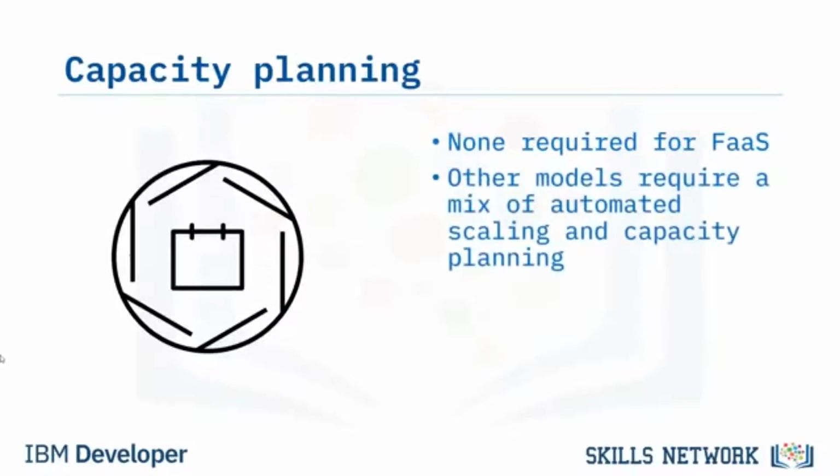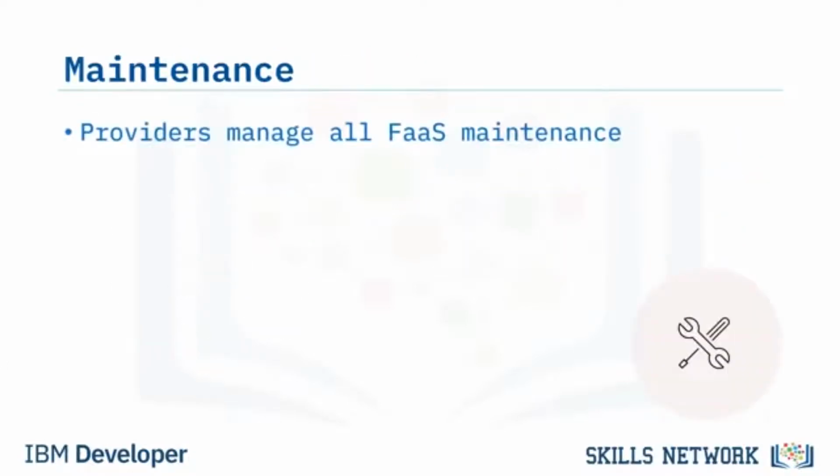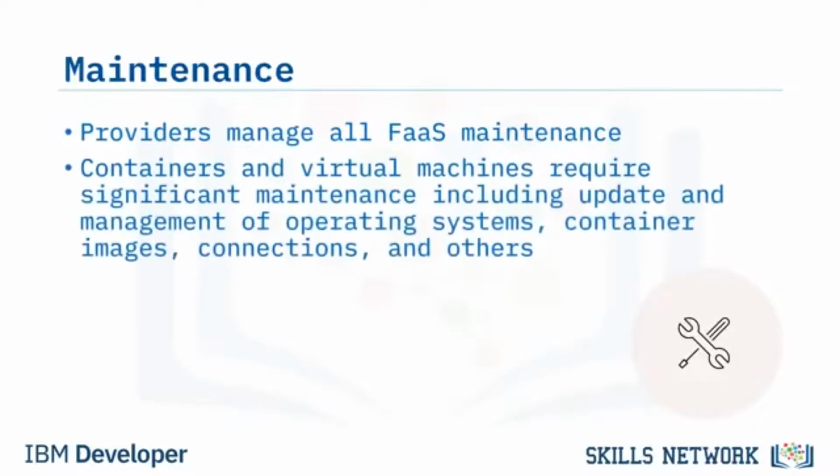However, other models require a mix of some automated scaling and some capacity planning. For containers, some auto-scaling rules can be created, but capacity planning is necessary to determine the amount of infrastructure on which the containers will run. All maintenance is managed by FAS providers, and this is also true for PaaS. However, containers and VMs require significant maintenance, including updating and managing operating system, container images, connections, and more.